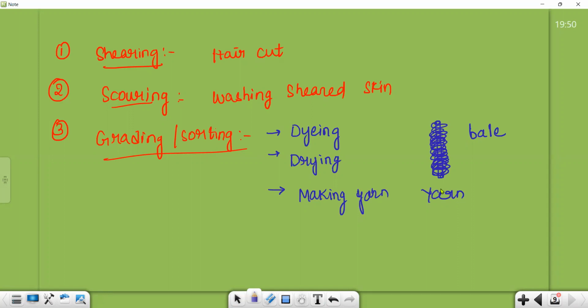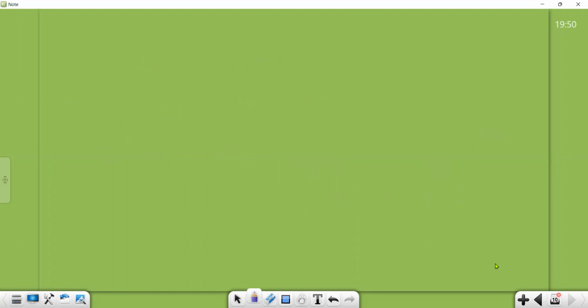Yeah. Next, wool is also obtained from other animals, like angora wool. Ma'am, angora wool is obtained from the angora rabbit, ma'am. Angora rabbit. Ma'am, from the angora goat, we get mohair fiber, ma'am. Mohair fiber is obtained from the angora goat, and angora wool is obtained from the angora rabbit, ma'am. Yes, ma'am.